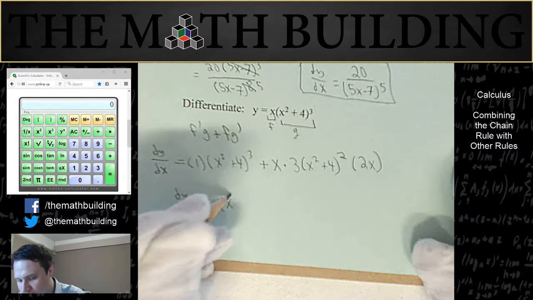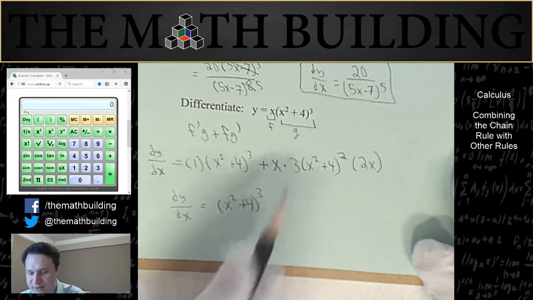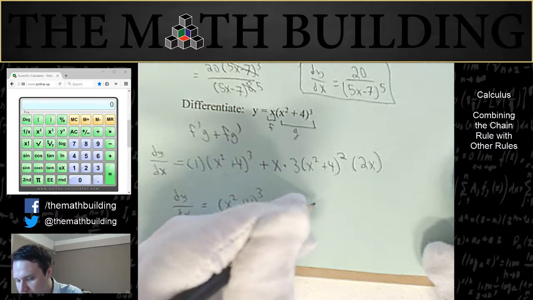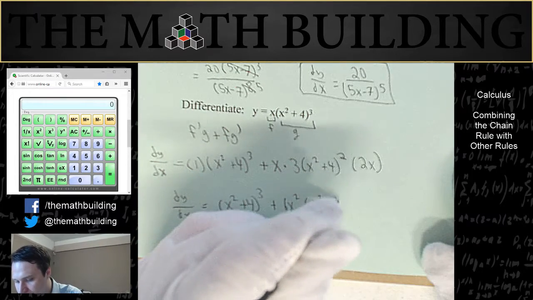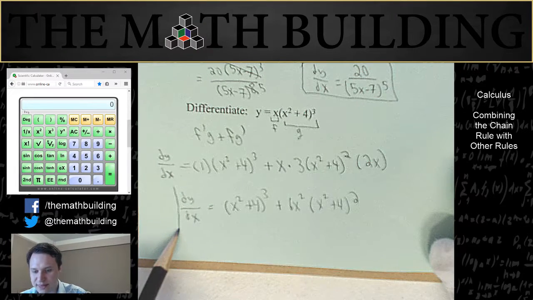This is going to be x squared plus 4 to the 3. And over here, 2x times 3. That would be 6x squared times x squared plus 4 to the 2. So I would stop and leave my answer right there.